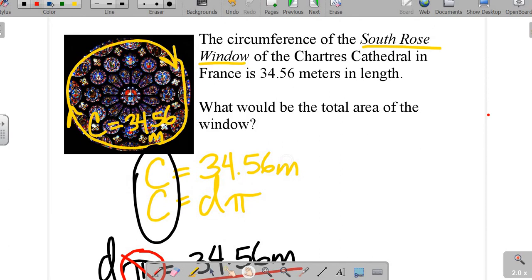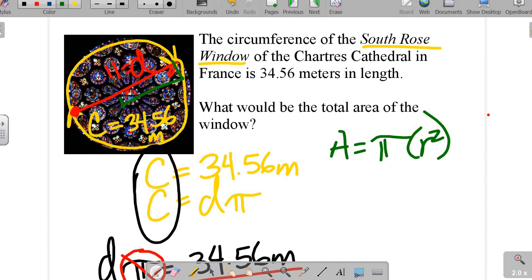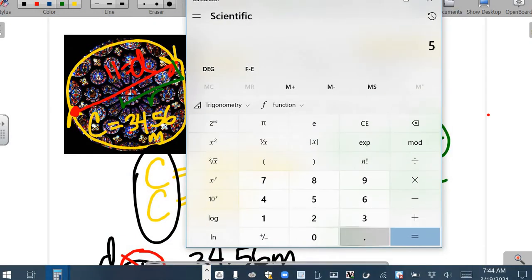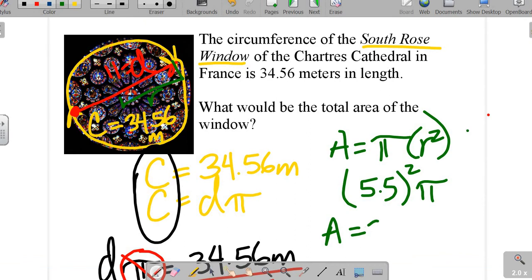So we just found our diameter here, which is 11 equals our diameter. Now area equals pi r squared. So the only thing we need for area is the radius. Radius is half of 11, so it's going to be 5.5 squared times pi. So I'm going to do the exact version first, which is 5.5 squared. That's 30.25 pi. So 30.25 pi meters squared. That's the exact version.